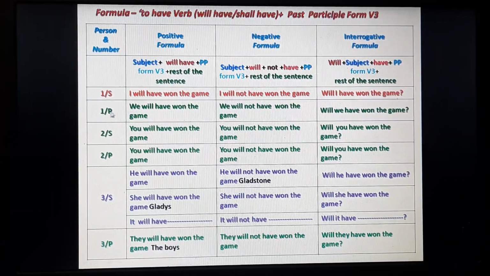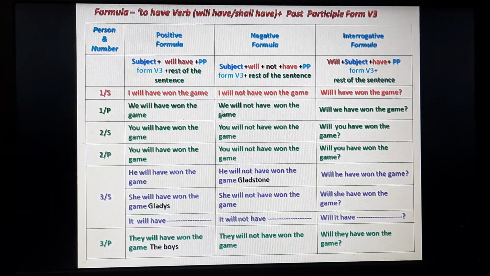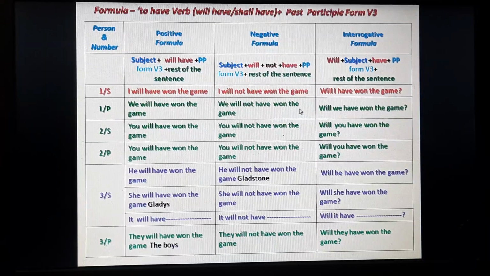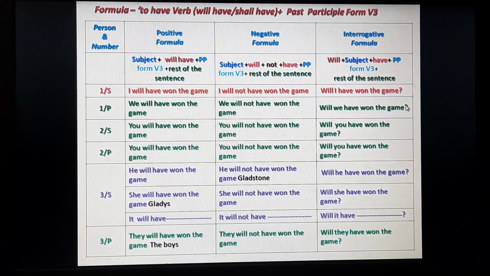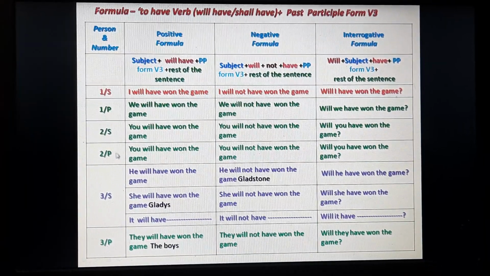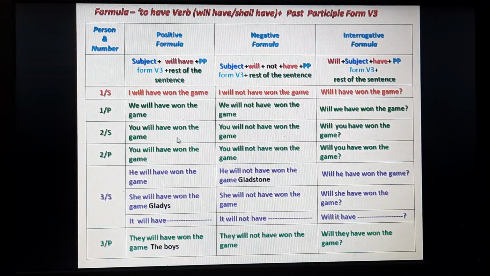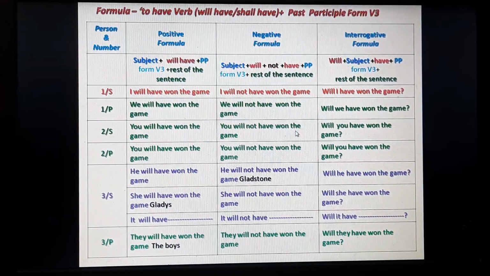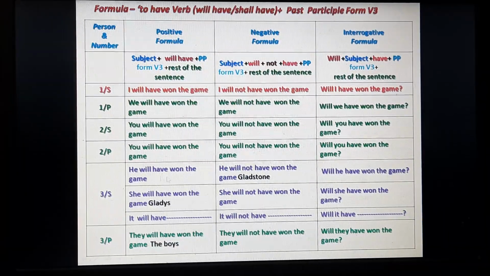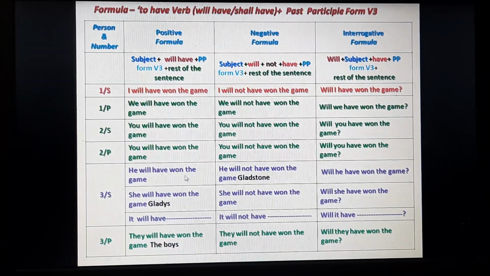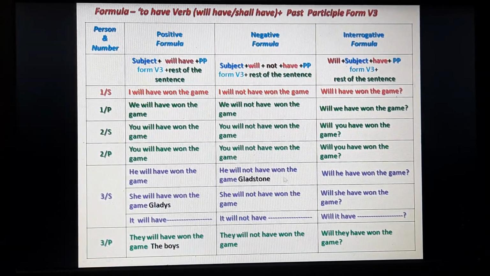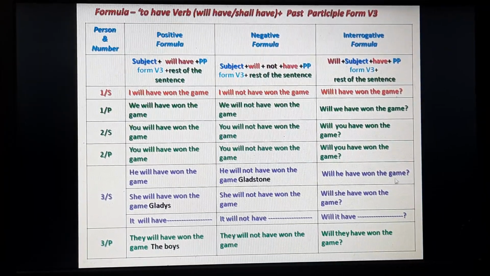In the first person plural, we will have won the game. We will not have won the game in the negative. Will we have won the game in the interrogative? In the second person singular and plural, you will have won the game. You will not have won the game. Will you have won the game? In the third person singular, he will have won the game. He will not have won the game. Will he have won the game?